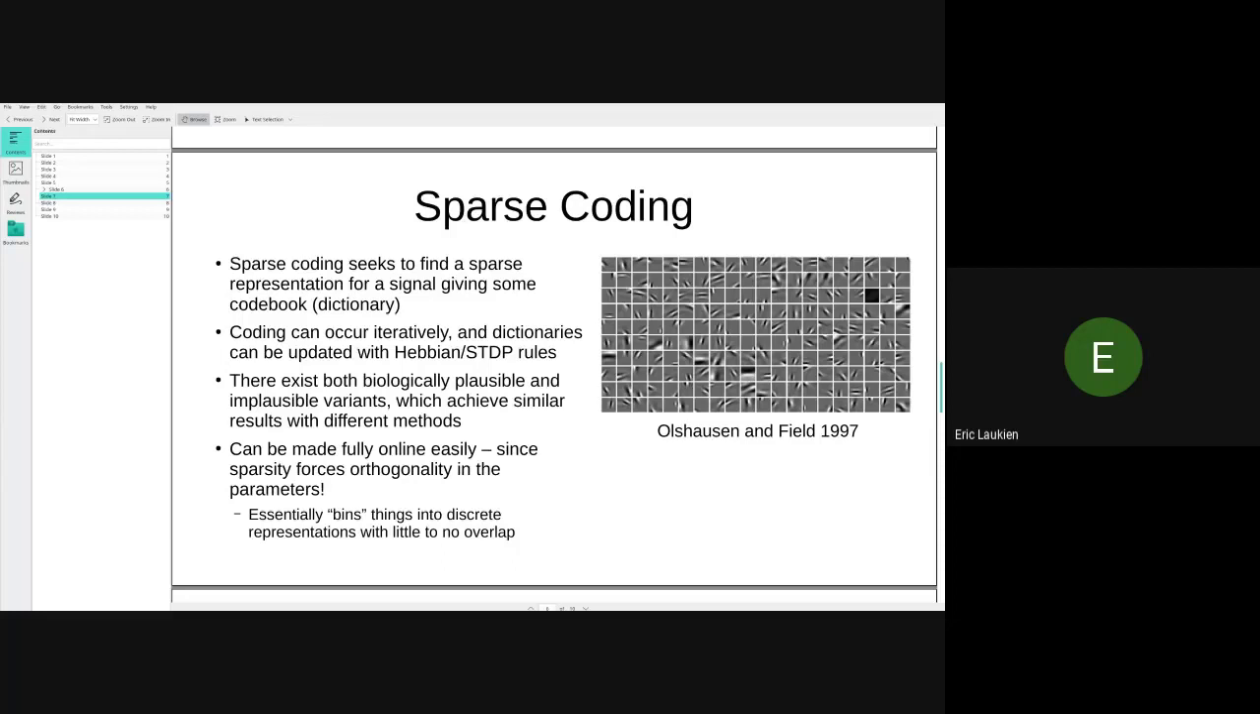Now there's biologically plausible and implausible variants, and I have a little list of some that I found particularly interesting of the biological ones that I'll get to in a second. But they achieve similar results, basically. Those are shown on the right, like the Gabor filters that you get. That's the original Olshausen and Field paper from 1997. And like I said, the sparsity enforces orthogonality in the parameters and basically bins things into their own separate non-overlapping representations.